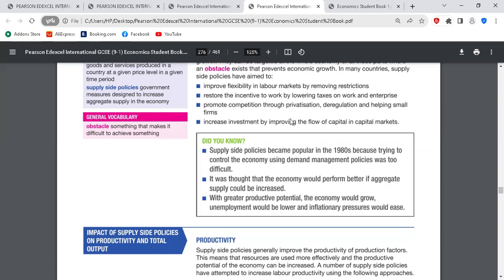I get it. Deregulation: government will reduce regulations, soften laws, so that it becomes interesting for firms to come into that industry. So laws that are preventing others from coming into that industry, government might reduce. The third one, helping small firms. Government might subsidize small firms. Government might help them financially. Government might give them land to make things become easier for them, to encourage them to set up. The fourth one, increase investment by improving the flow of capital in capital markets.